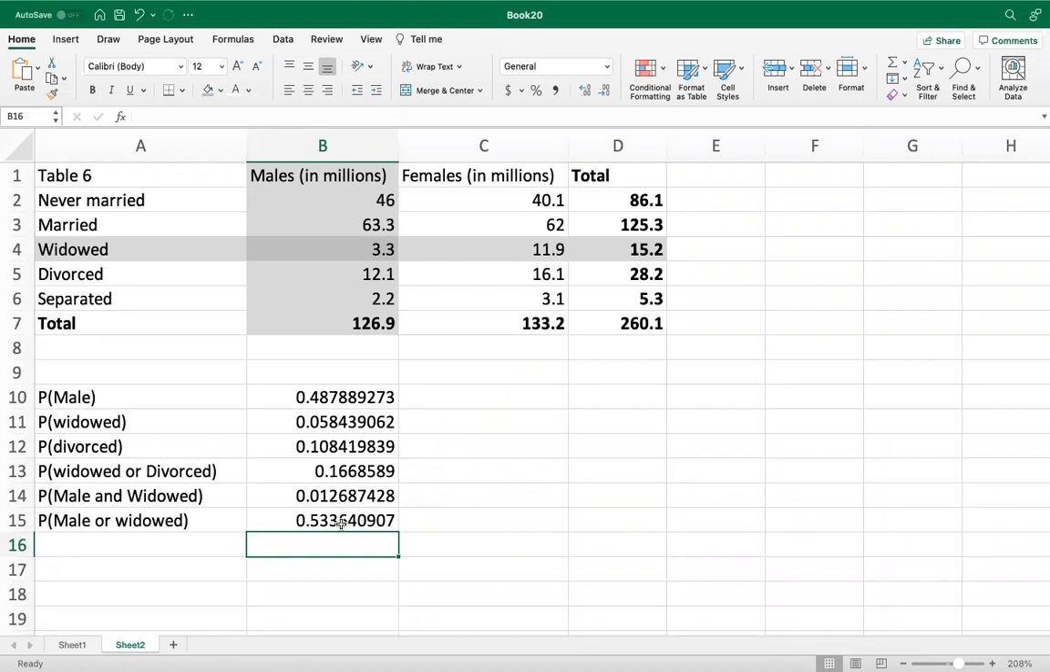And that's it. So remember, whenever we're adding these, the widowed or divorced, we're looking at event E or event F. If they don't have anything in common, then you can just add the two together. But if they do have something in common, if there are males that are widowed or widows that are male, that would cause us to count people twice. We're counting them in male and we're counting them in widowed. So because we're counting them twice, we have to subtract one of them.